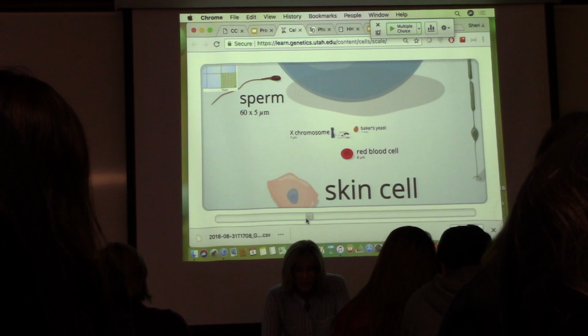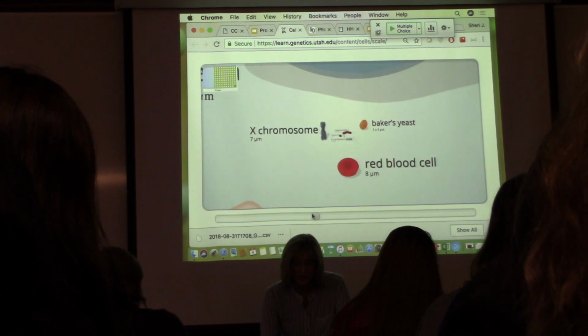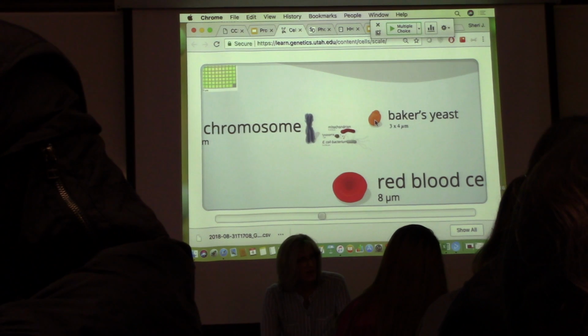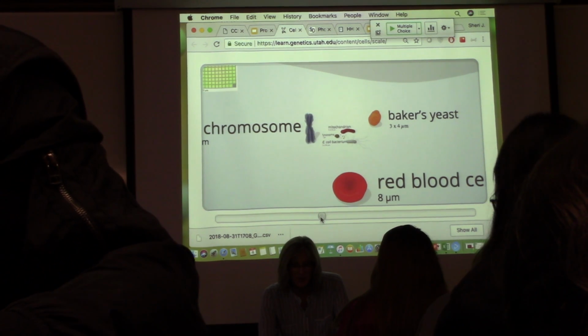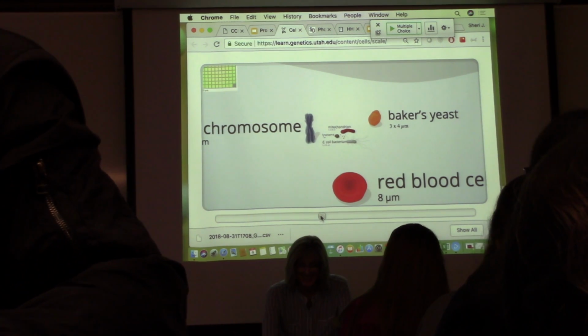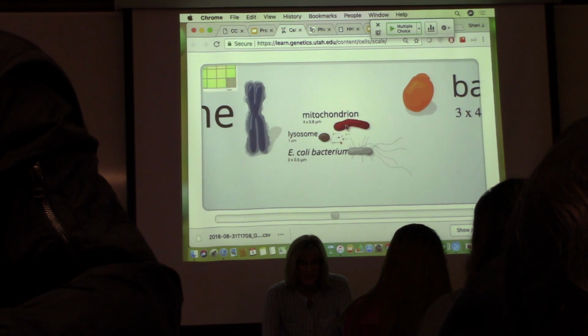There's a red blood cell. Red blood cells don't have any nuclei, so they're definitely a little smaller. You'll look at your red cells under the microscope this semester too. Here's an X chromosome. If you like making bread, there's some baker's yeast. Wow. As we drill down further, I see people rearranging there. All right, that's good. That's why we're doing this. There's a mitochondria. This is an organelle.